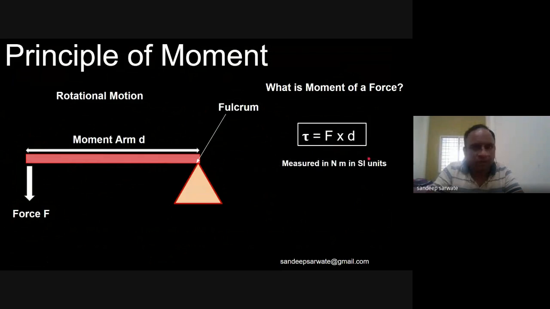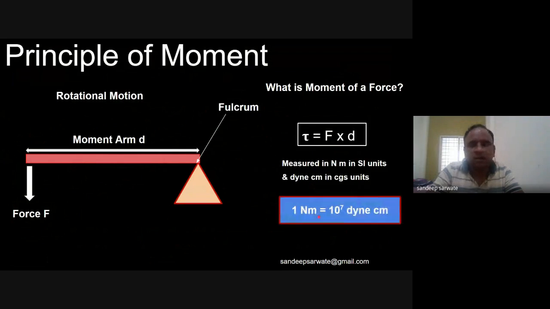The SI unit in which it is measured is Newton meter, and in CGS unit it is measured in dyne centimeter. And the conversion is 1 Newton meter is equal to 10 to the power 7 dyne centimeter.